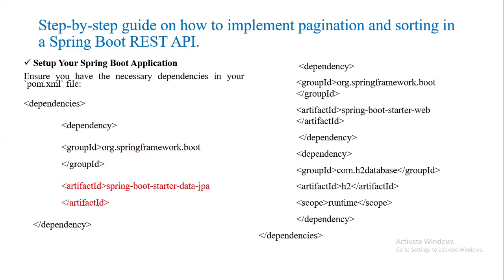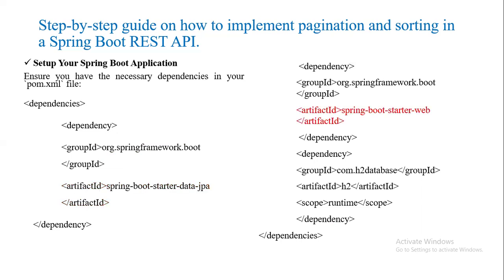The second tag called artifactId specifies the particular Spring Boot module we want. In this case, it specifies spring-boot-starter-data-jpa, which enables Spring Data JPA for database operations like saving, updating, and retrieving data using entities and repositories.